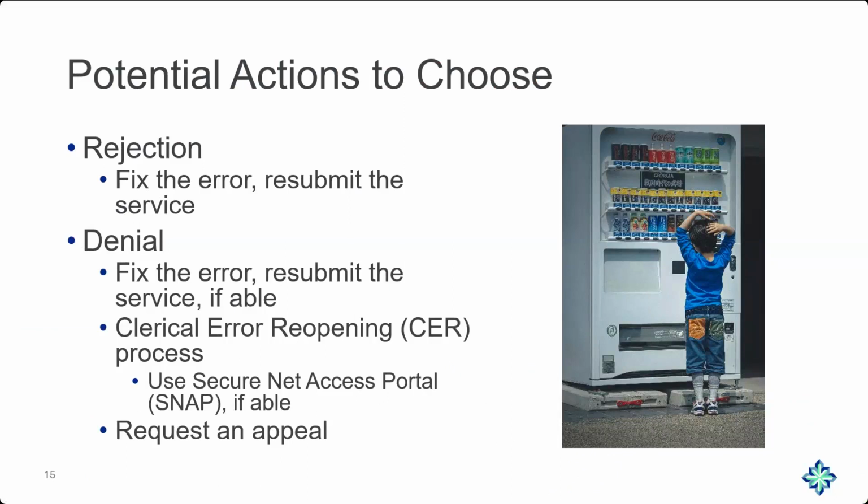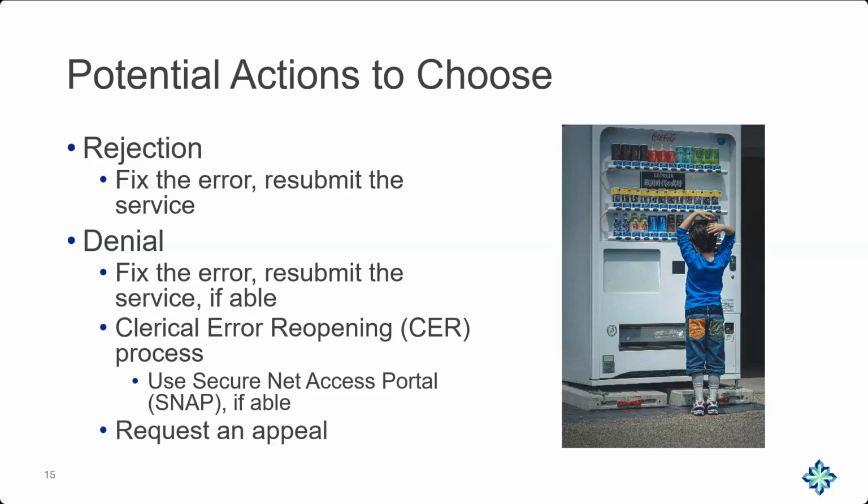You might use the clerical error reopening process to fix a clerical error, and CMS defines these rather as human or mechanical errors on the part of the provider or the contractor. This would include minor errors or omissions. Another action to consider is an appeal. The remittance advice will provide appeal rights when they are available, and I'll discuss appeals in a little bit more detail in just a couple of minutes.